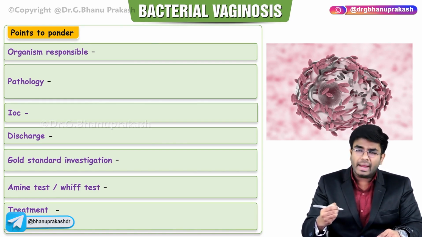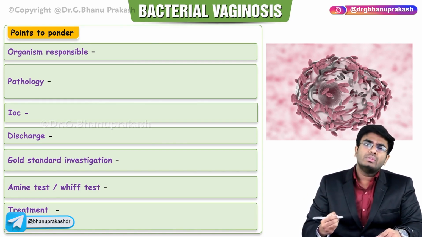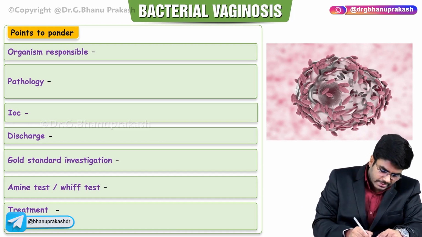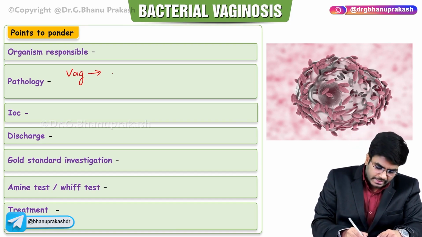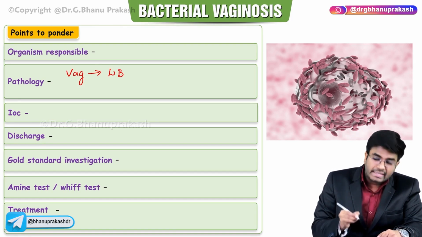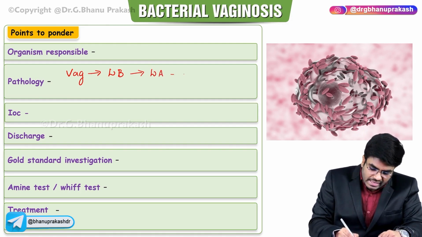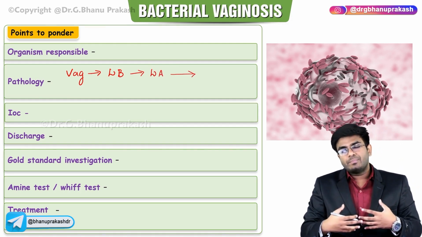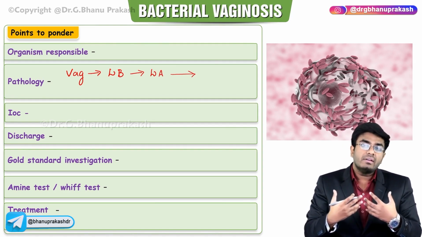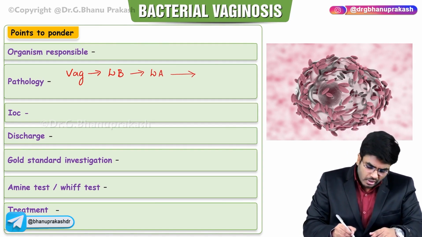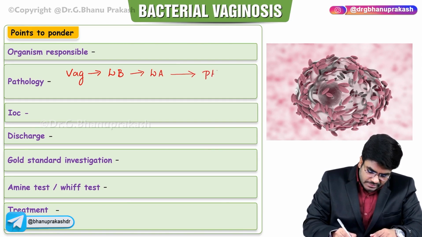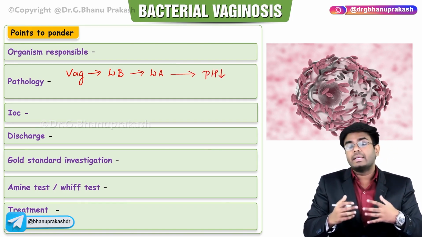The reason for bacterial vaginosis is, we all know that in the vagina there is a good bacteria residing. That good bacteria, you all know, is lactobacillus. This lactobacillus produces lactic acid, and this lactic acid maintains the acidic environment of the vagina. We know that because of this lactic acid, the pH is low, that is acidic pH.